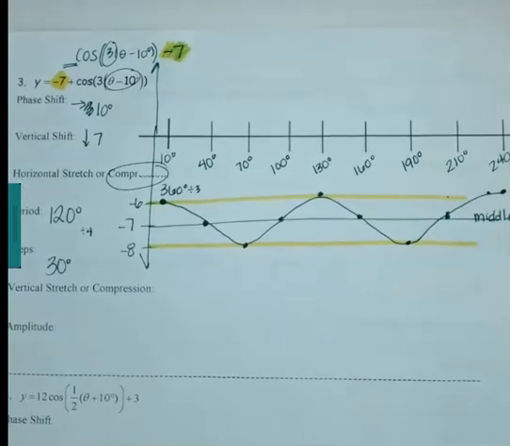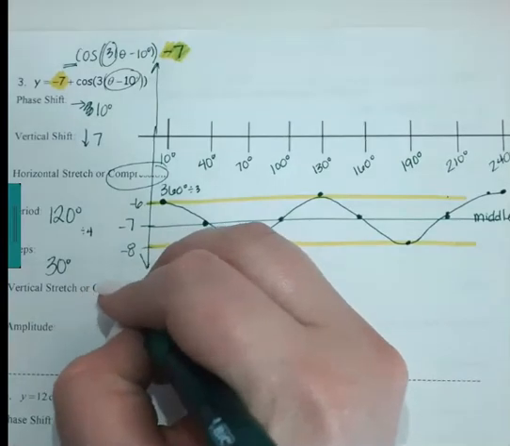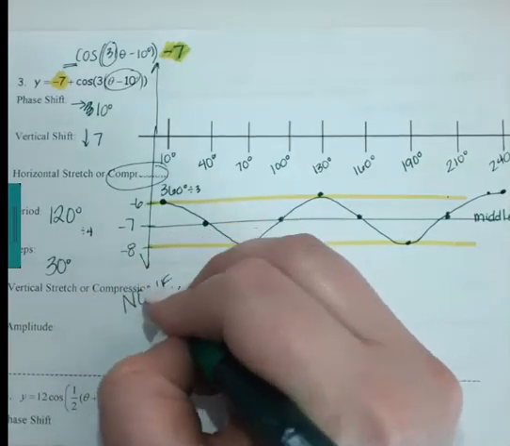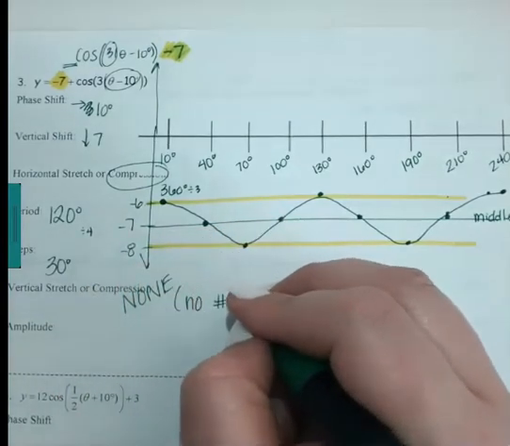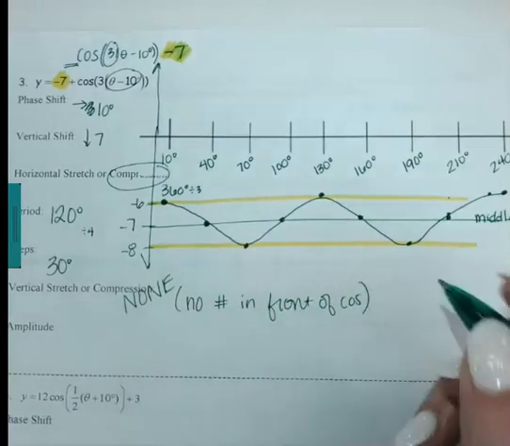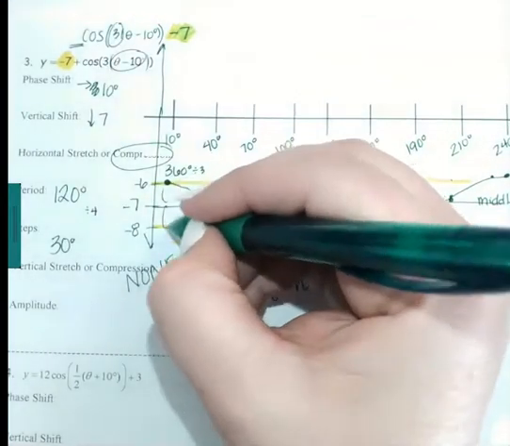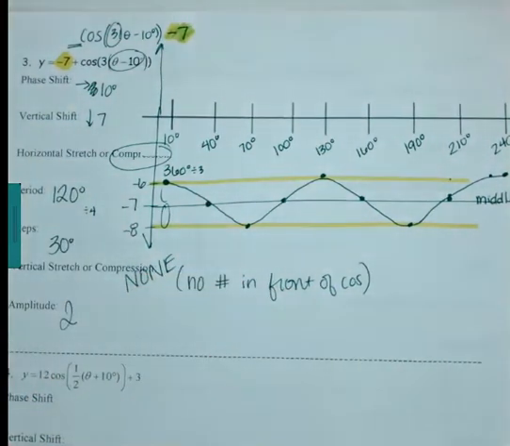Okay, then what should I put for vertical stretch or compression? What would I put for that? Did I have one? No, so I would just put none. And then I would put there is no number in front of cosine. Okay, because that's the number that tells me if I have a stretch or compression. Then what is my amplitude from the top to the bottom? 2. Because it's 1 up and then 1 down. That's a total of 2.